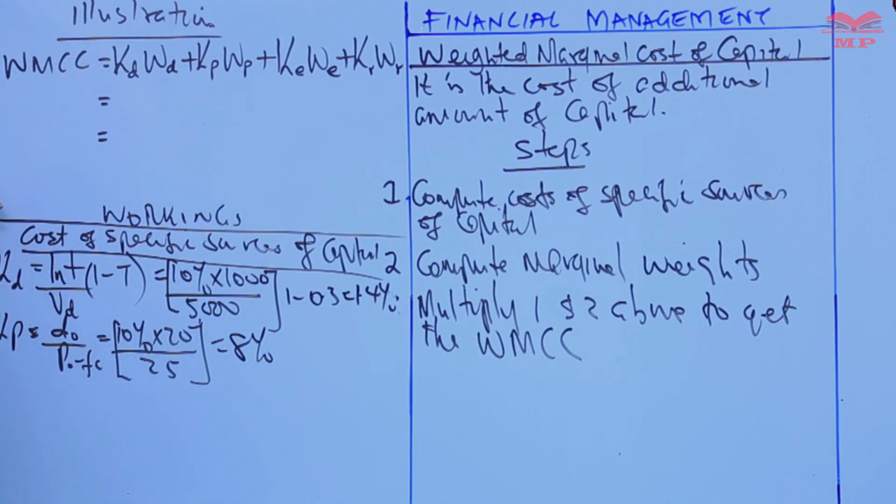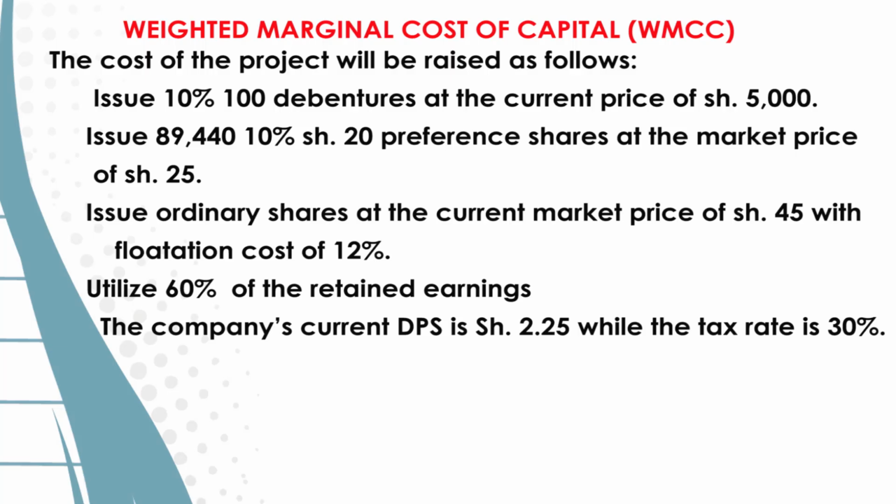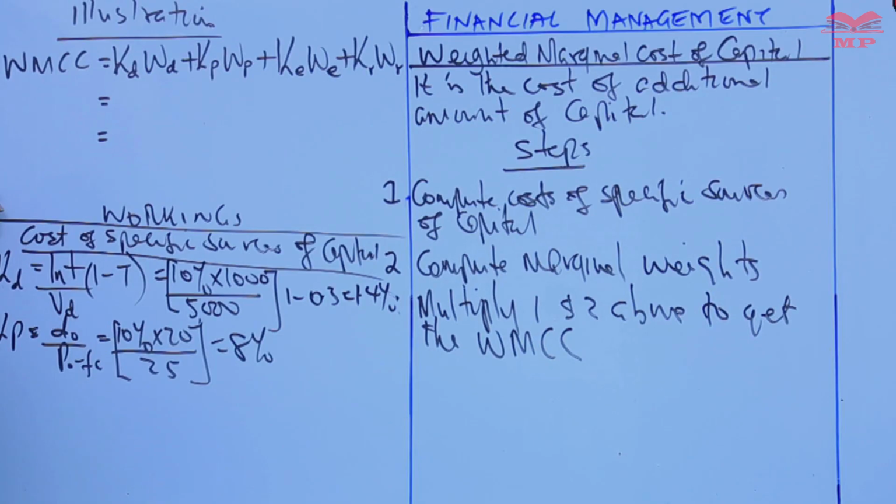The third source, according to that information, is issue ordinary shares at the current market price of 45 with flotation cost of 12%. Flotation cost of 12%. So KE will be equal to D naught over P naught minus flotation cost.